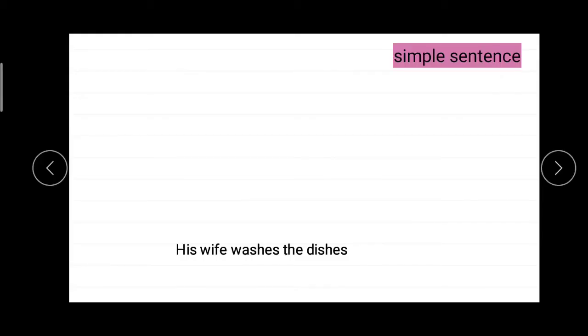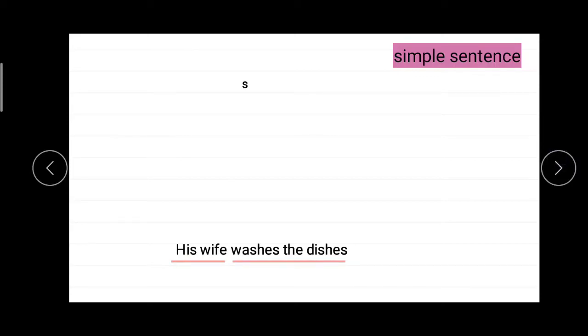Okay, now I want to analyze the sentence using the tree diagram, but I will just focus on two, that's tree diagram for simple sentence and tree diagram for complex sentence. Here is for simple sentence. His wife washes the dishes. Okay, now we start to analyze this sentence. The symbol S here is sentence. In this sentence, there are noun phrase and verb phrase.